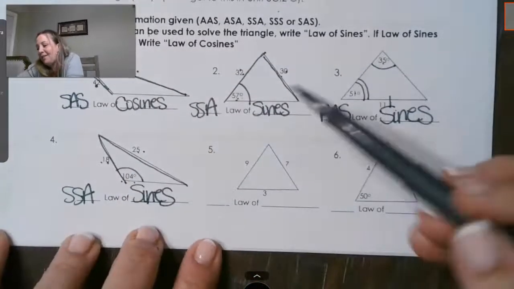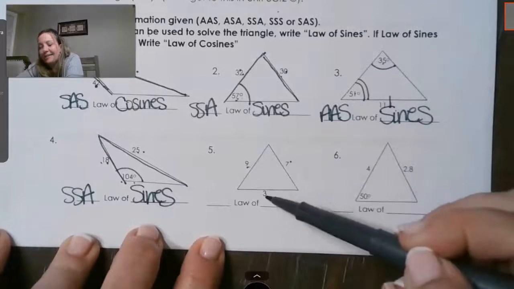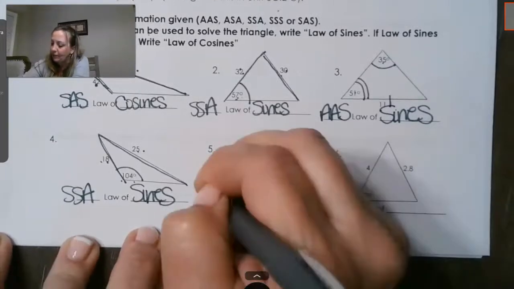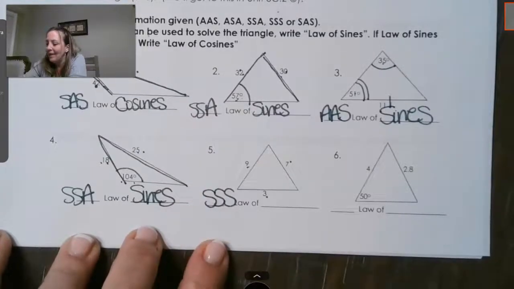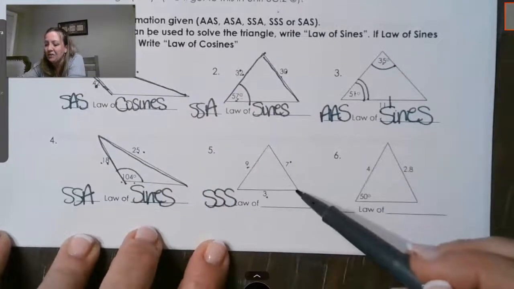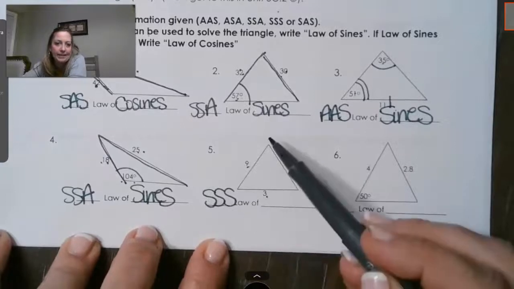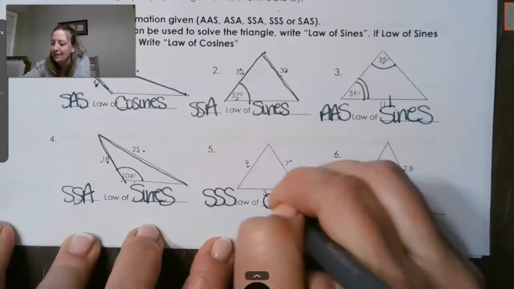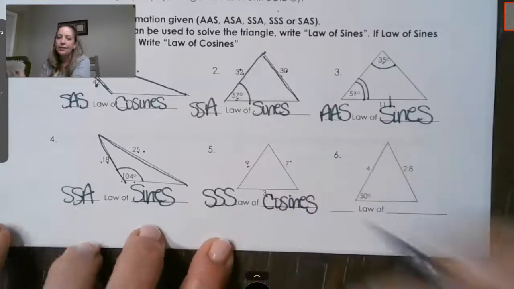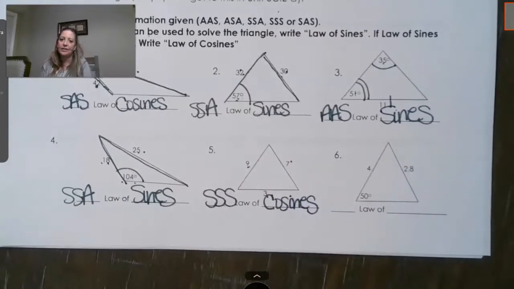Number 5, we have a side-side-side case. We don't have to worry about the order there. They're all sides. And we don't have any angles to help us set up a ratio. So that's a big clue that we can't use the law of sines. So that means that we'd eventually use this law of cosines.